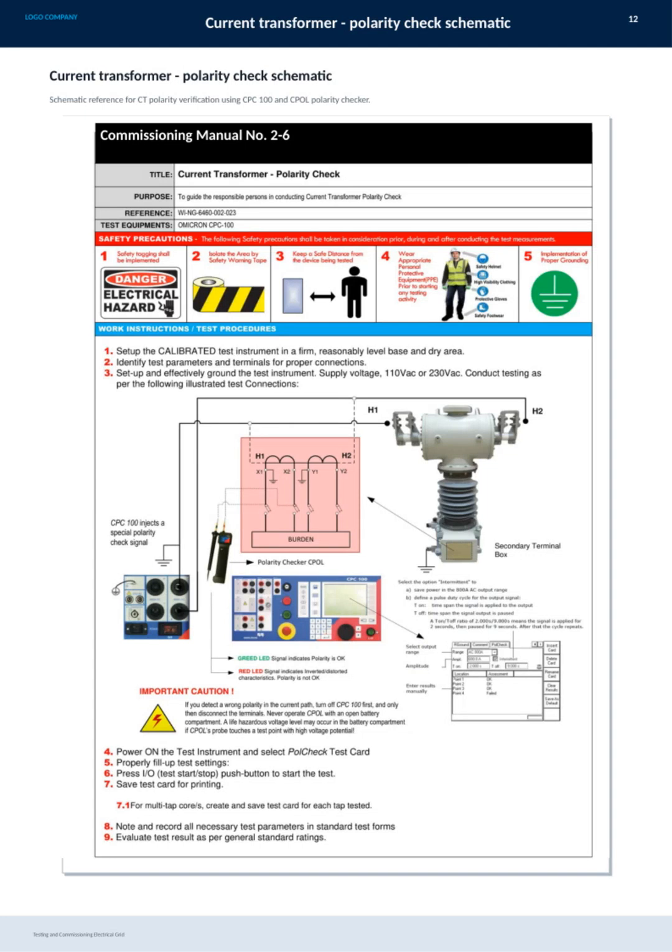Here we have a schematic for checking the polarity of a current transformer, which is crucial during testing and commissioning of an electrical grid. Using devices like the CPC 100 and the CPOL polarity checker, we can accurately verify the correct polarity to ensure reliable operation. This process is detailed in Commissioning Manual number 2 to 6, providing a clear reference to follow for proper CT polarity verification. Getting the polarity right is essential to avoid measurement errors and ensure system safety.